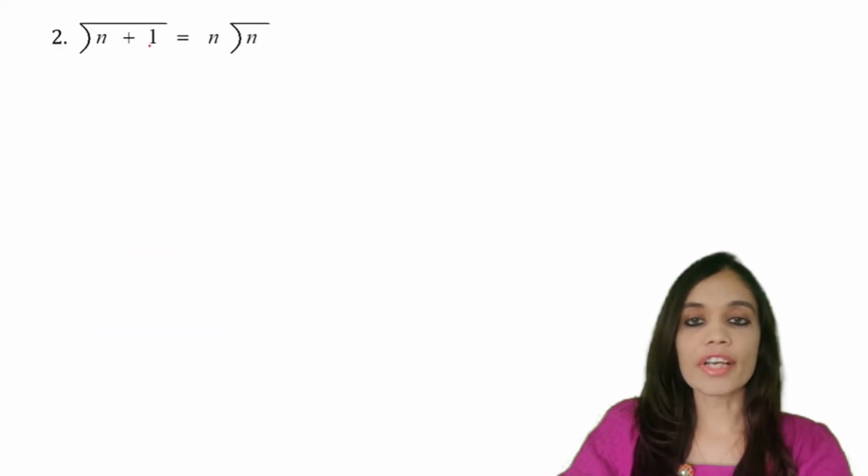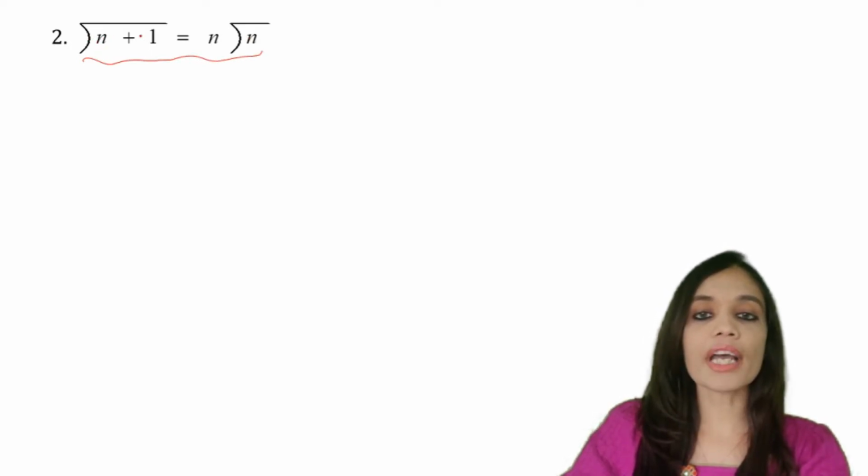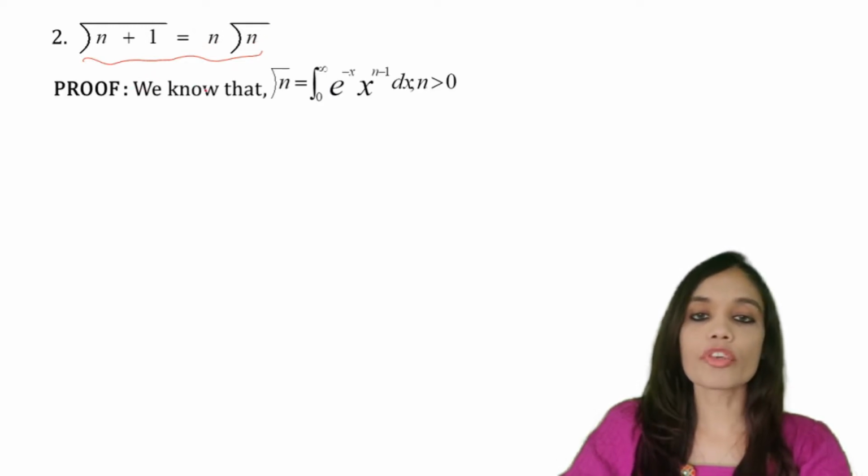Now let's go to our next property. This is a very important property. We have to prove that gamma n plus 1 is equal to n gamma n. Let us start with the proof. Again we know that gamma n is equal to integration 0 to infinity e raised to minus x, x raised to n minus 1 dx, where n is greater than 0.